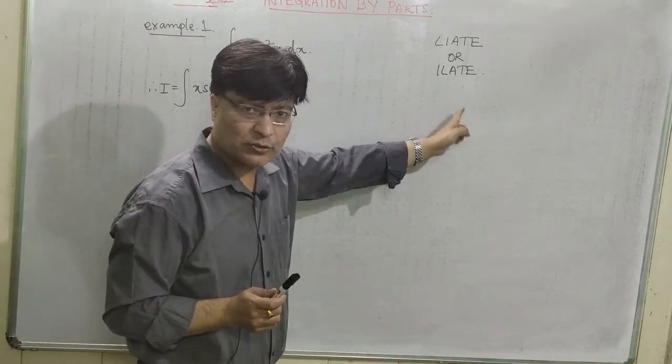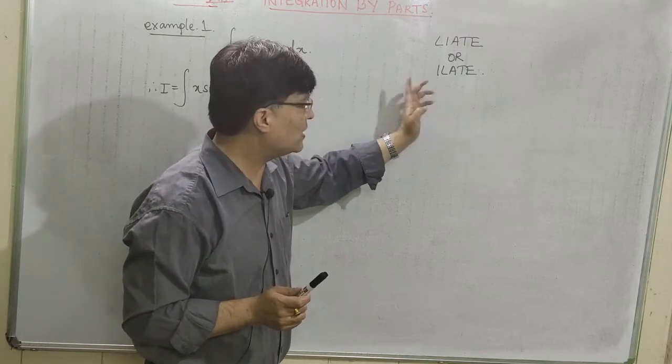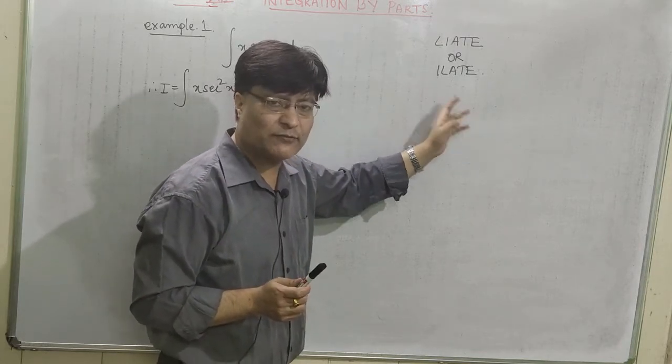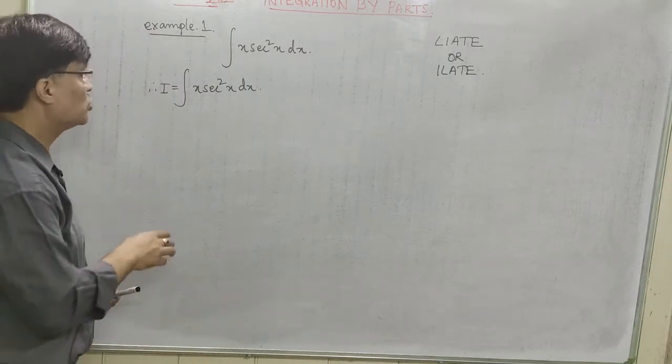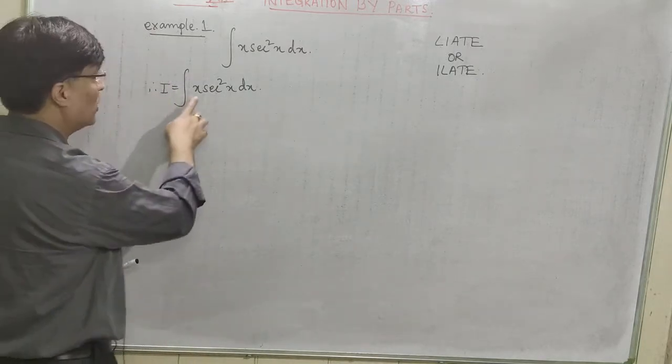What is I? Inverse circular function. What is L? Logarithmic function. A, algebraic function. T is trigonometric function, and E is exponential function. So you should know this function now.